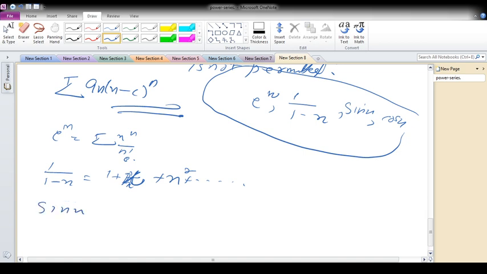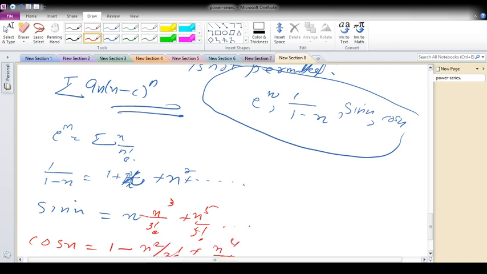Sin x can be written as x minus x cube by 3 factorial plus x raised to 5 by 5 factorial. Similarly, cos x can be written as 1 minus x square by 2 factorial plus x raised to 4 by 4 factorial, etc. So these are examples of power series. I think all of you understand what a power series is. This is the definition of power series.